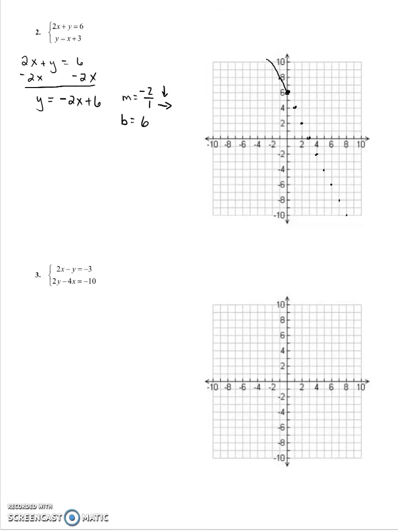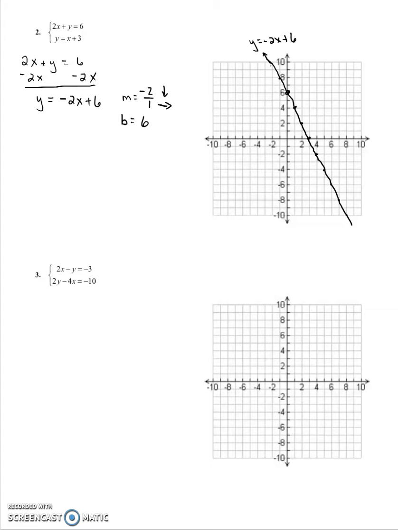And we connect the dots. So there's y equals negative 2x plus 6.